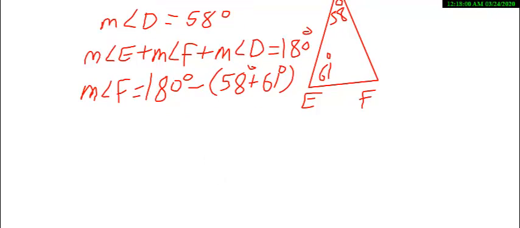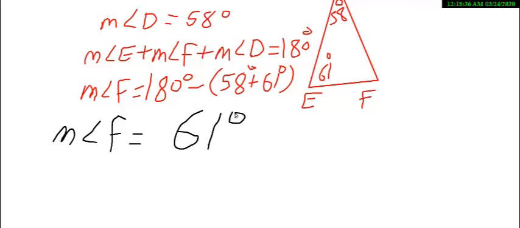So measure of angle F, I'm going to change the color. Measure of angle F will be, I'm gonna use my calculator to find out the result here. So I'm gonna say 180 minus 58 plus 61. So the result will be 61. So the measure of angle F is 61 degrees. Measure of angle F equals 61 degrees.